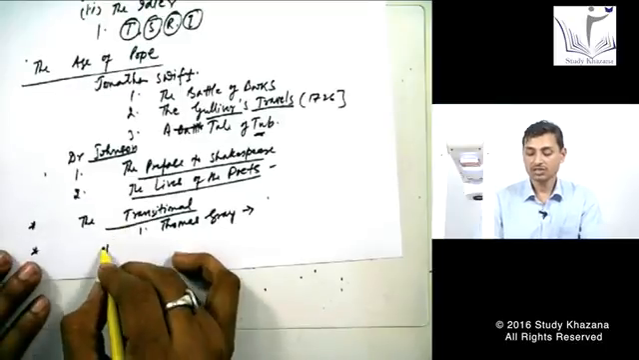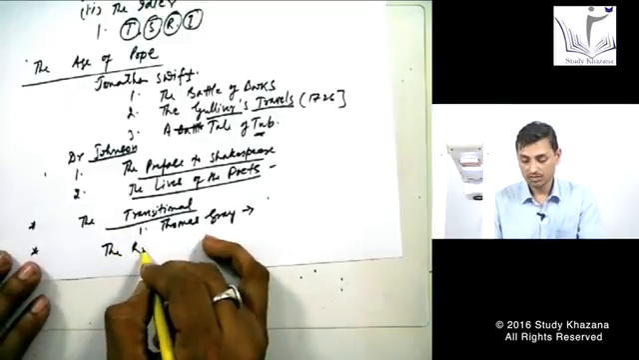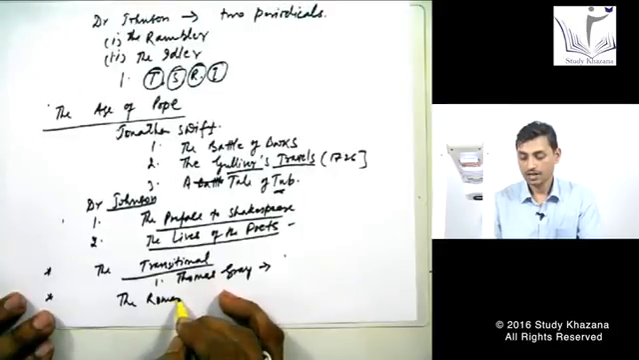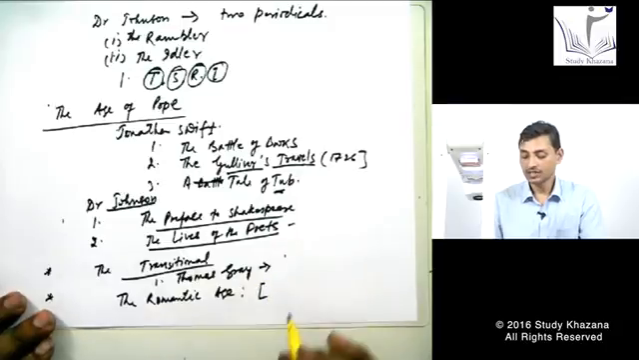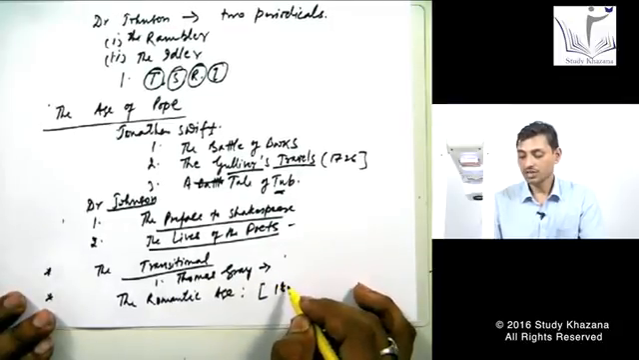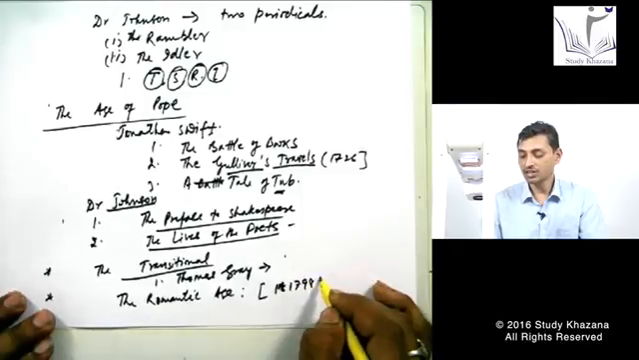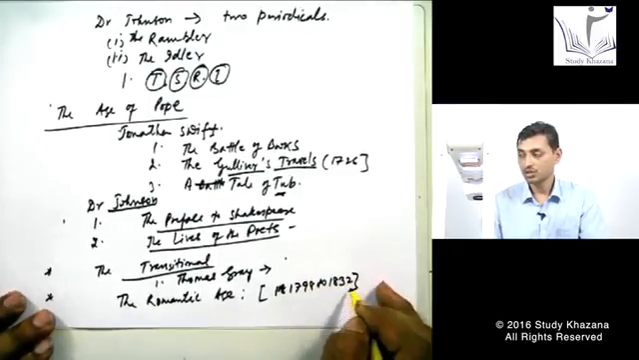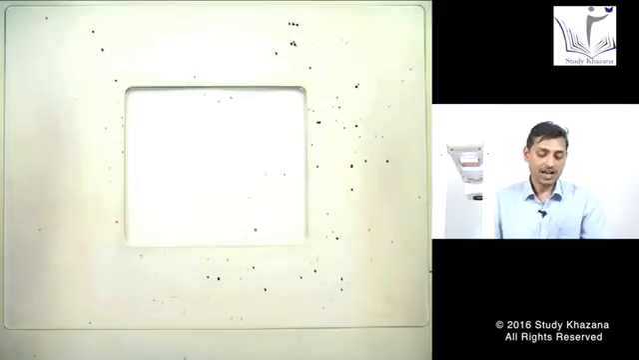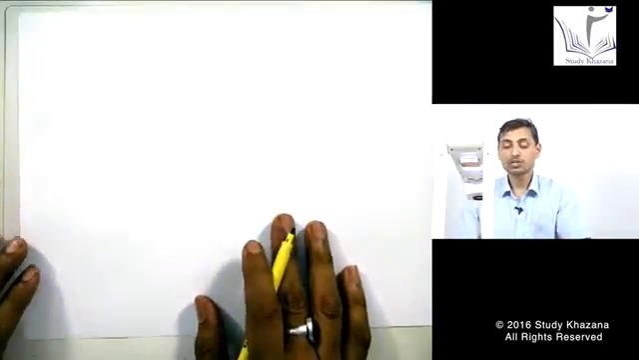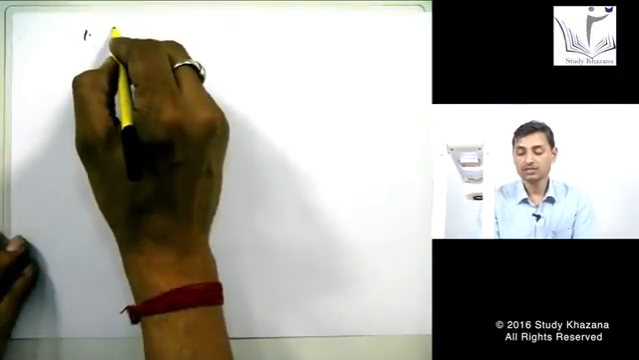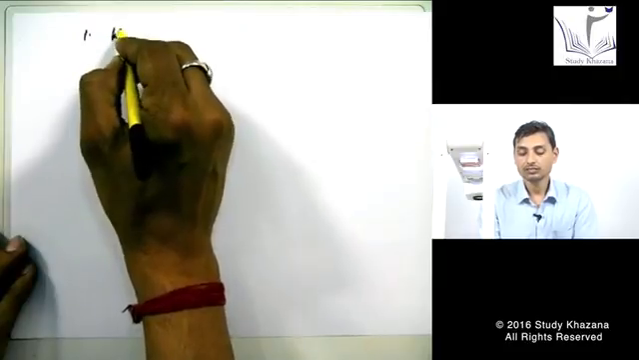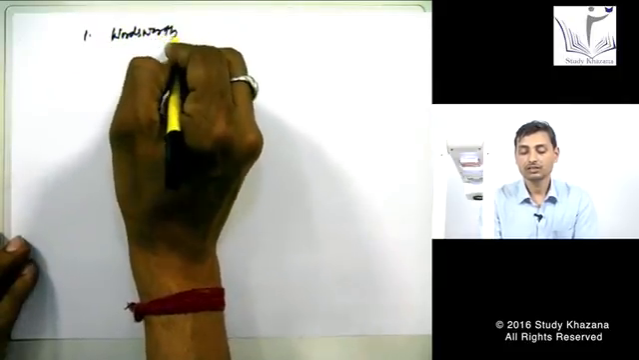Let us now come to the next age, that is the Romantic Age. The Romantic Age spans from 1798 to 1832. During this age, as I have already discussed with you, there were two most important writers. The first one is Wordsworth.